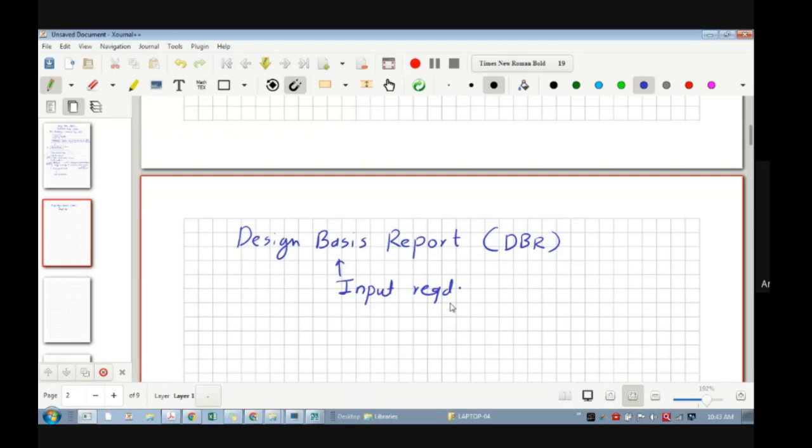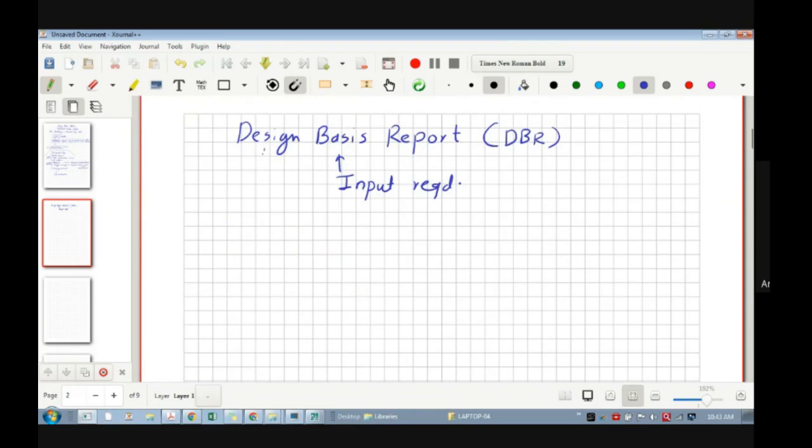So let's see, and this design basis report is required as documentation work in any project. It is referred to as, we can say, an authentic document. Generally, this document can be used in government projects or private projects.